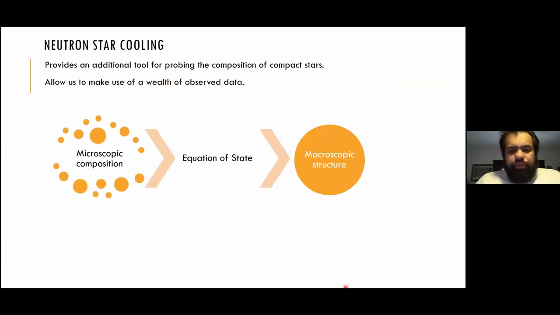So why do we do this? This is a traditional step that we usually take when we do a theoretical study. We start with a microscopic composition model, and from it we obtain an equation of state, which basically bridges the microscopic realm to the macroscopic realm. Then we can model our objects theoretically, getting mass, radius, and whatever else, which we can confront against observations and see if our assumptions on the microscopic realm are any good.